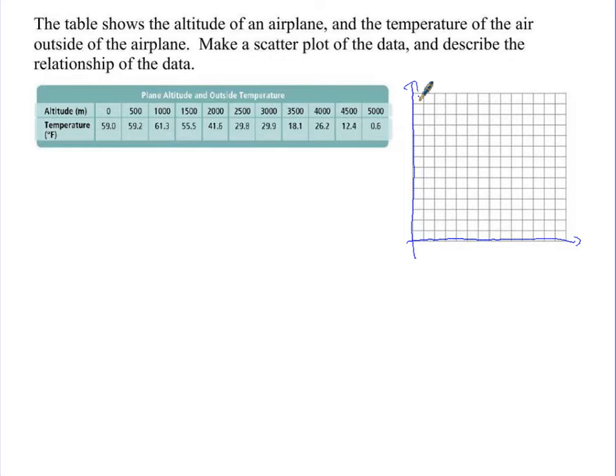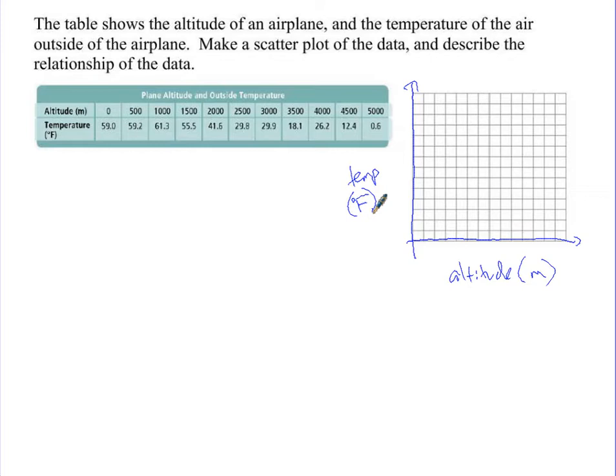So the question is, is it the higher I go that makes the temperature fall? Or is it the lower temperature tells me what altitude I'm at? The higher you go, the lower the temperature falls. Okay, so what goes on the x-axis? Altitude. And that altitude is in meters, not feet. Okay, so then the temperature goes over here, and that's degrees Fahrenheit.